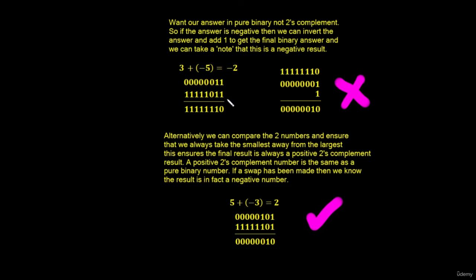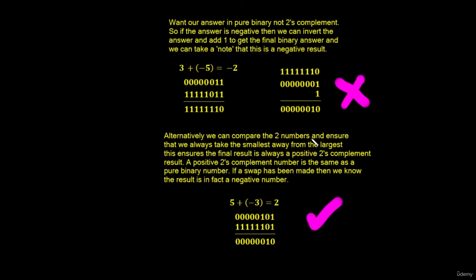We can take a note that this is going to be the magnitude of the answer, or the absolute value of the answer, and we know that the sign is going to be negative because this was in fact a 2's complement representation, and we know it's negative because of this 1 here. So that's one option. Now the alternative option is that we can actually compare the two numbers that we're going to perform the subtraction with.